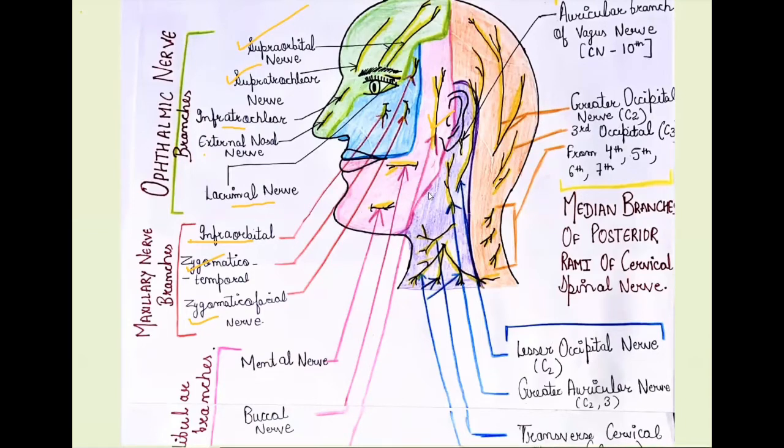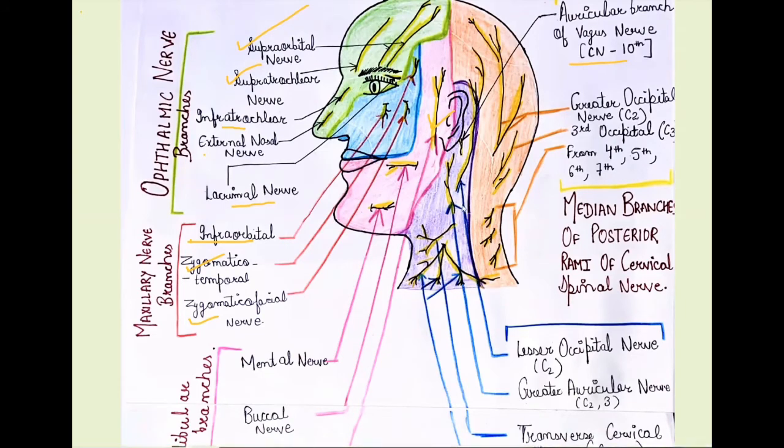Now talking about the various branches behind the auricle, it is mainly supplied by the auricular branch of the vagus nerve, then the greater occipital nerve. This is the greater occipital nerve, which is supplying from this back portion till the highest point of your head. Then the third occipital nerve, the fourth, fifth, and sixth, and the seventh one present here. So these all are the branches of the medial branch of the posterior rami of the cervical spinal nerves, supplying this neck portion.